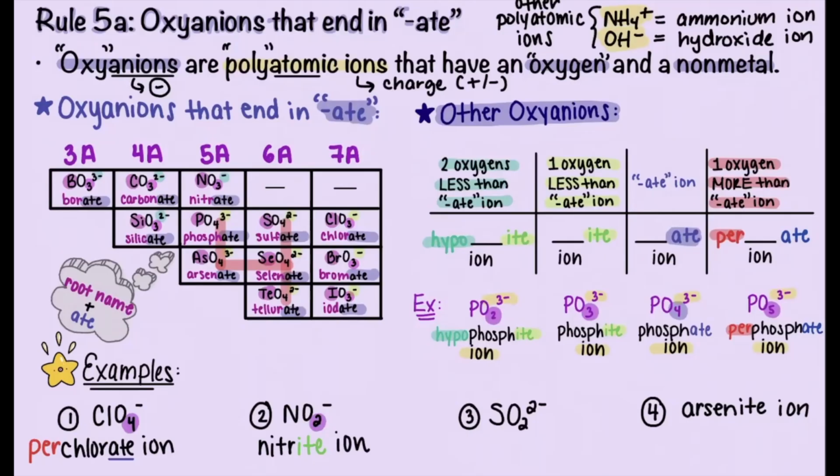Number 3, SO2 2 negative. Now the original was SO4 2 negative, which is sulfate. If you removed 2 oxygens, now you're at hyposulfite ion.